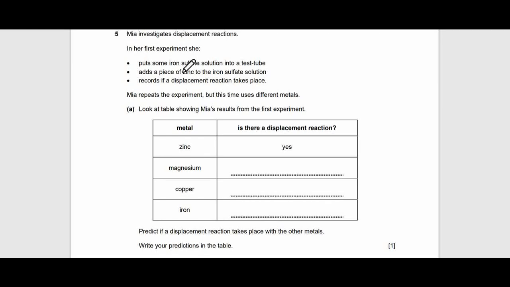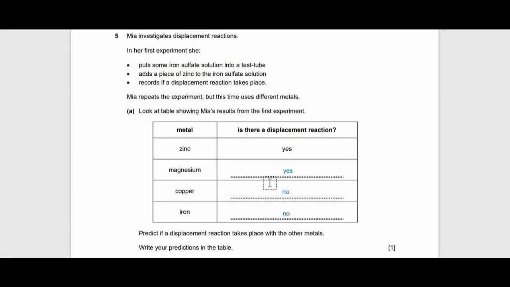When Mia adds a piece of zinc to the iron sulfate solution, there is a reaction. Predict if a displacement reaction takes place with the other metals. Write your prediction in a table. 10 seconds from now. Time's up. Let's open up the answer: the reaction with magnesium is yes, copper no, iron no.